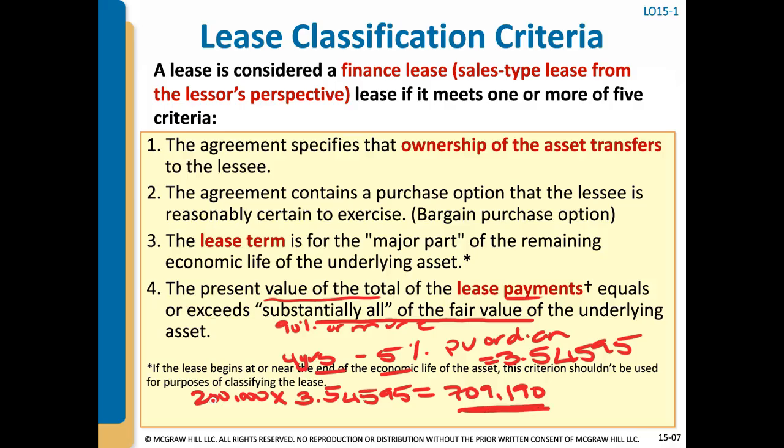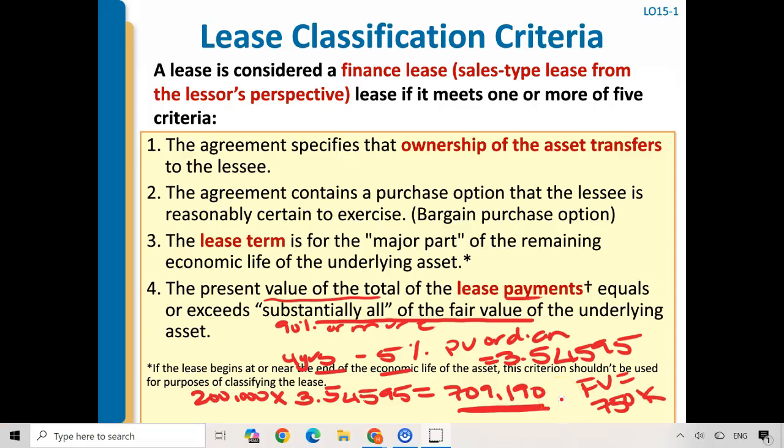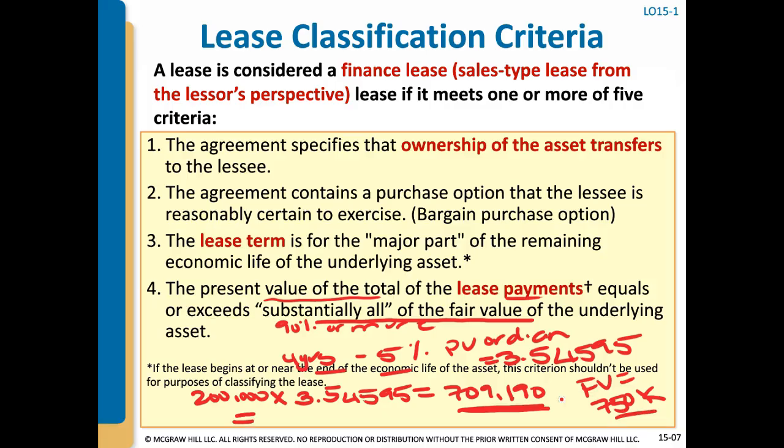So I've calculated that. If the fair value of my asset that I'm renting is $750,000, then I would take this 709,190 divided by 750,000 to get the percentage, and that equals 94.5%. So in this situation, the present value of my lease payments exceeds 90% of the fair value, and it would meet this criteria to classify it as a finance lease.